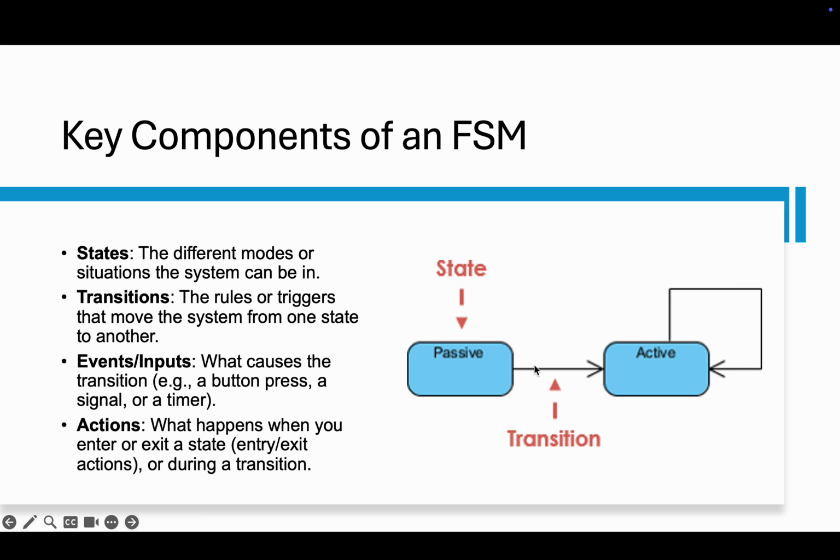The transitions are the arrows between states. They have rules and triggers that move the system from one state to another. And they also have events and inputs. So what causes the transition, like a button press or a signal or a timer. Those triggers and events and inputs are all written by the arrow. Okay? And the actions, too, are all written by the arrow. So what happens when you enter or exit a state or during a transition, that is written by the arrow.